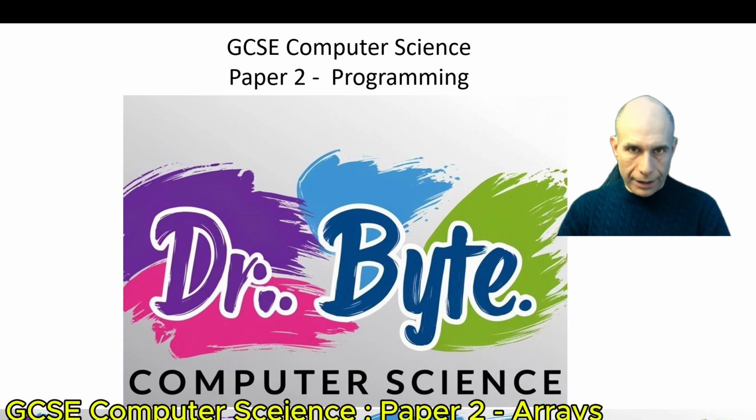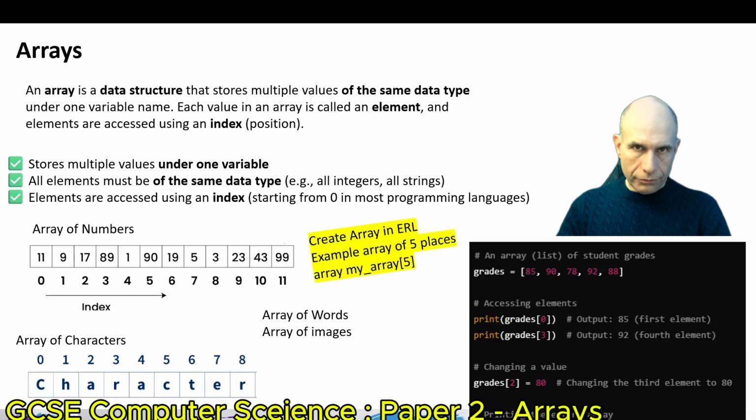Hi and welcome back. In today's lesson, we are going to talk about arrays. An array is a data structure that stores multiple values of the same data type under one single variable name. Each value in the array is called an element, and elements are accessed using the index or position.